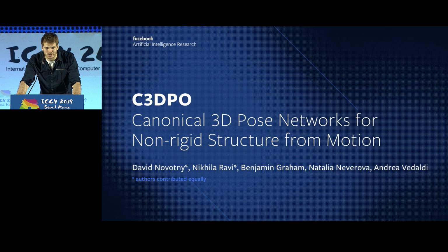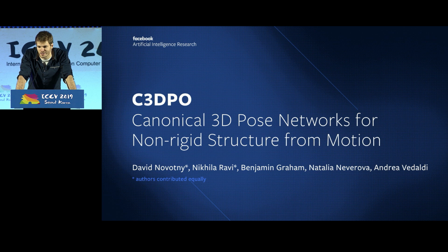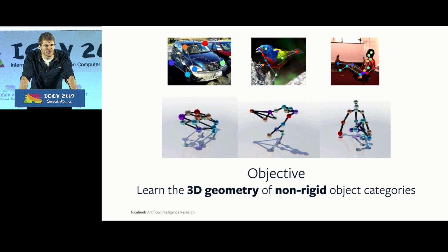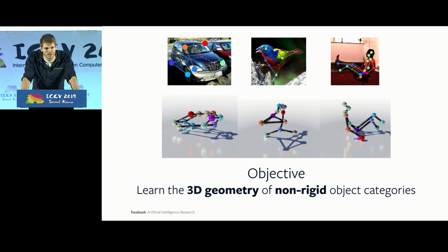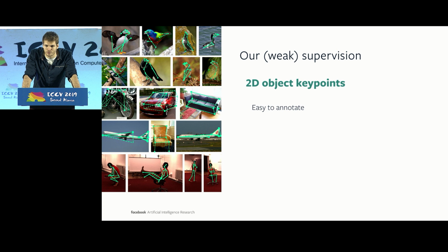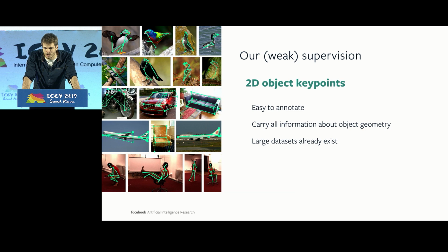Okay, so good morning, everyone. My name is David, and this was a joint work with Nikila, Ben, Natalia, and Andrea from FAIR London. The goal of this work was learning the 3D geometry of non-rigid object categories, such as humans or animals, using a weak level of supervision. To be more specific, we wanted to use a bunch of two-dimensional object key points because these are very easy to annotate, and at the same time, they contain most of the information about the object geometry.